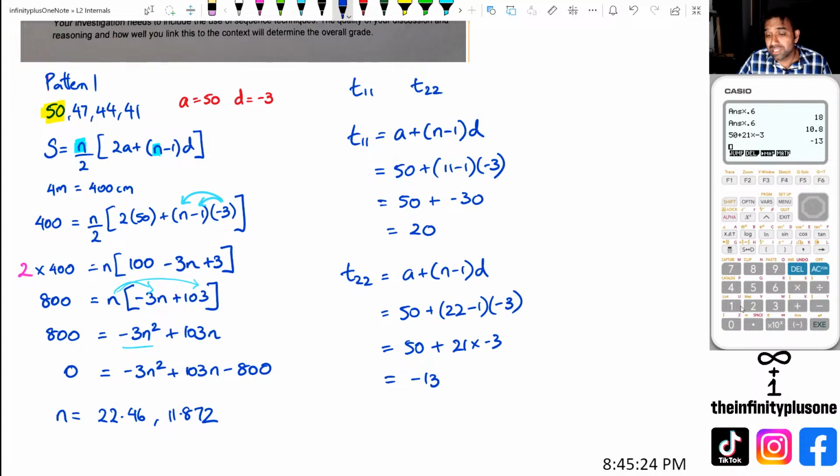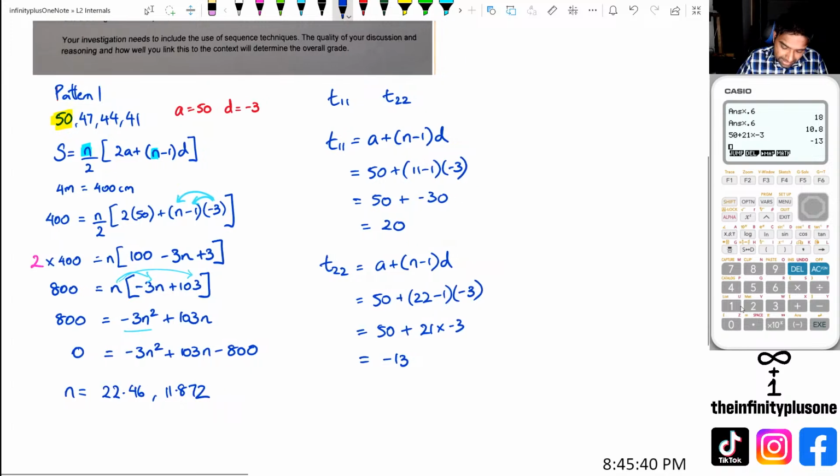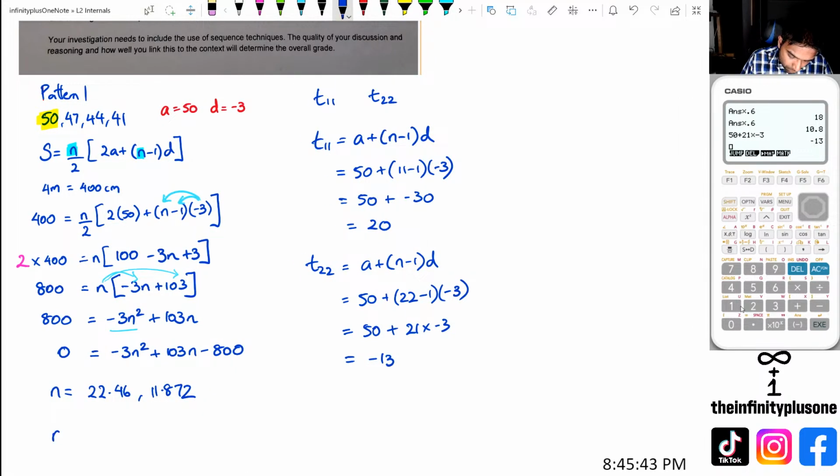So basically what this is telling me is that as I'm cutting these pieces, there comes a point when it'll become 0. And this is saying that the length of the 22nd piece is going to be -13, and that doesn't make sense. So in this case, we have to say that n cannot be 22, because Tn equals a negative. Therefore, n has to be 11.87. But we are probably going to go with the rounded down value of 11.